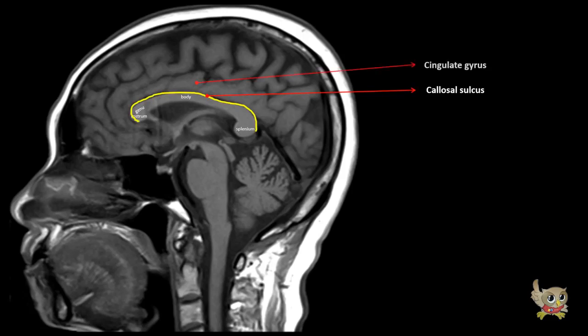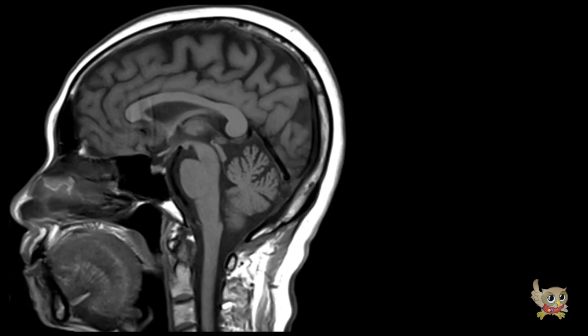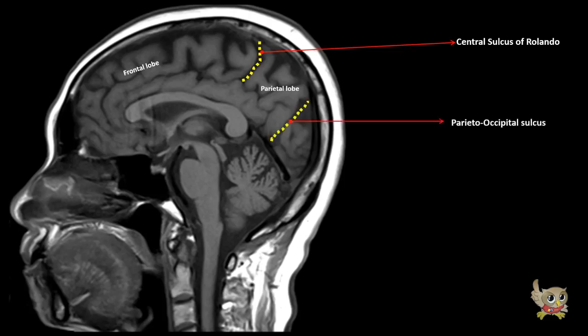Above it is the cingulate gyrus, which is part of the limbic system involved in processing emotions and behavior regulation. It also helps to regulate autonomic motor function. Right after the cingulate gyrus is the cingulate sulcus. Above the cingulate sulcus, you can appreciate three cerebral lobes here: the frontal lobe, the parietal lobe, which is separated from the frontal lobe by the central sulcus of Rolando, while the parieto-occipital sulcus separates parietal lobe from the occipital lobe.